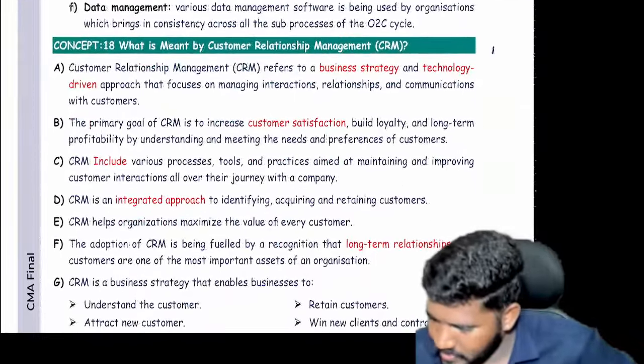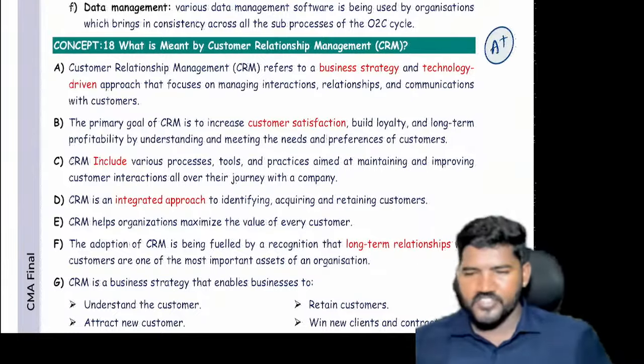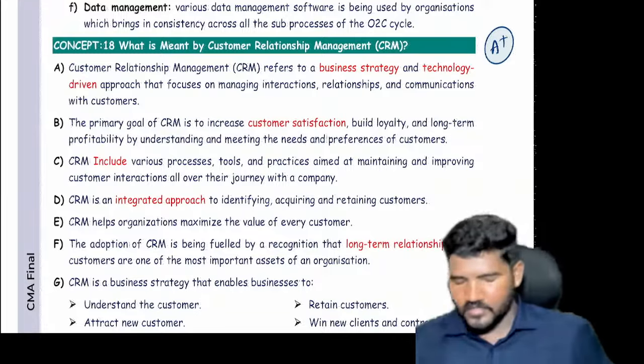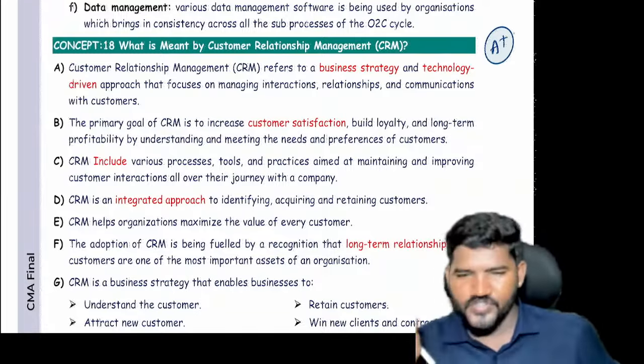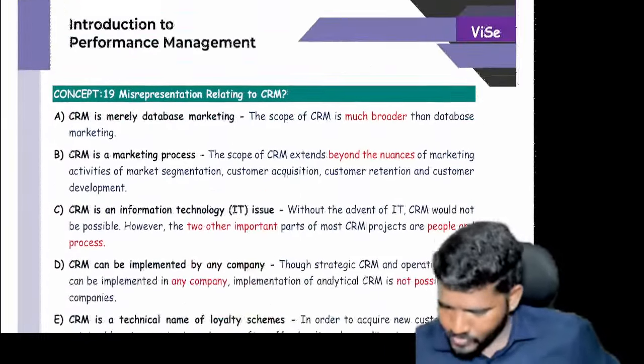See, this question was asked in the last pattern. For this customer relationship management, you can take it as not a choice. You can just understand the overview. That is more than enough. So this will also be important.